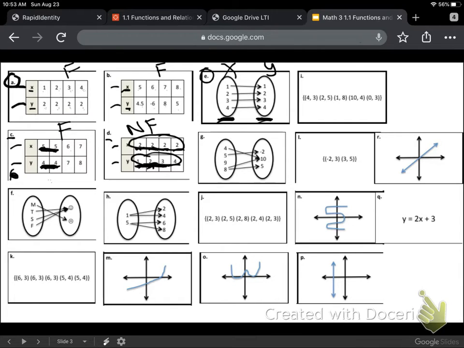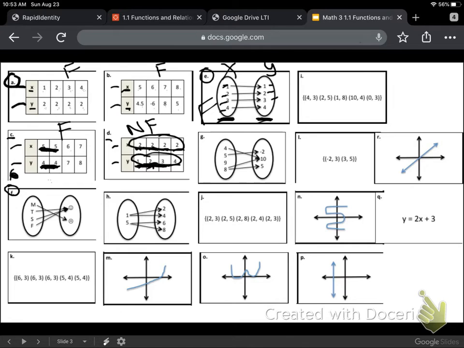Well, this one right here goes to a 1. This 2 goes to a 2. This 3 goes to a 3. This 4 goes to a 4. Each x went to one y. That is a function. Okay? Let's go down here to F.